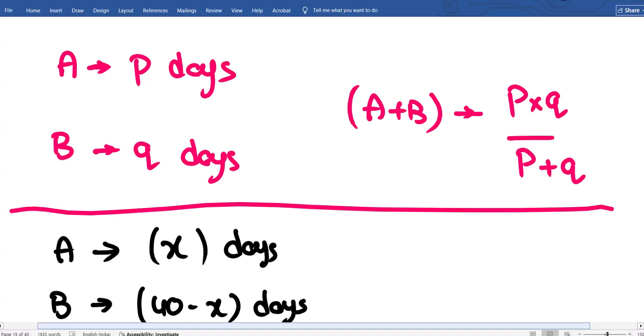A alone plus B alone, how much time? 40 days. If you see the question, B half of the work, A half of the work is 20. If B full work, A full work will be 40. So time taken by A alone X, time taken by B alone 40 minus X, because adding should be equal to 40 only. Now, as per this, what should be together?